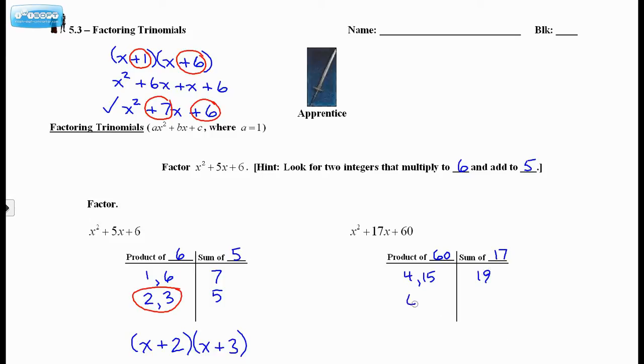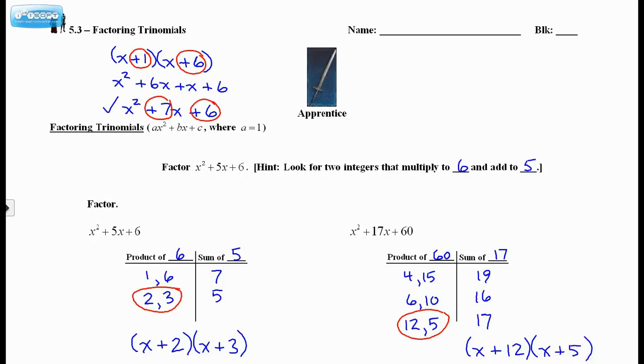How about 6 and 10? Those two multiply to 60, but you add them, you get 16. That doesn't work. How about 12 and 5? 12 times 5 is 60, but 12 plus 5 is 17. Bingo. Those are the two numbers that we're looking for. So we can factor this trinomial here immediately as x plus 12, x plus 5. Now it doesn't matter the order you write them as long as the signs are correct.